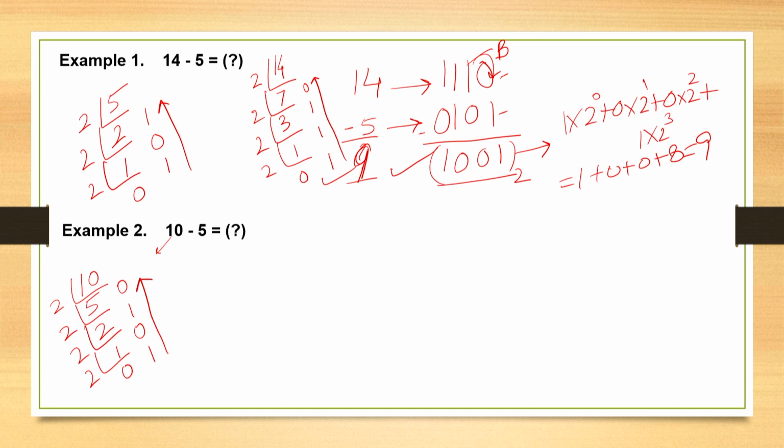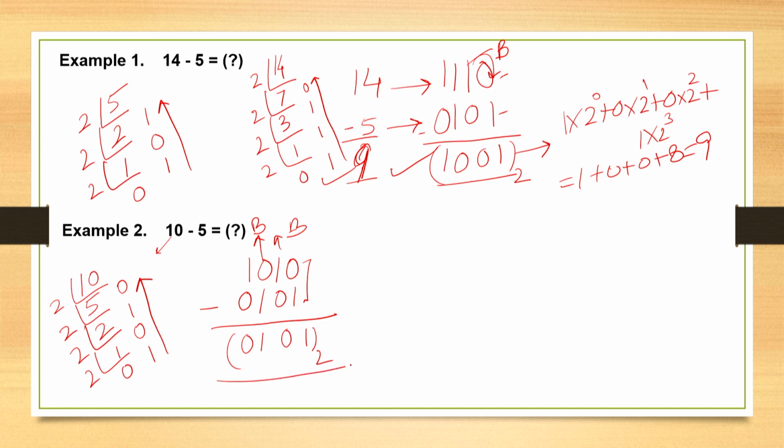It is 1 0 1 0. You have to subtract what? 5. We already know its binary representation is 0 1 0 1. So, subtract it. Here you have to borrow because this one is 0 minus 1. So, this becomes 0. Again here you have to borrow. So, this becomes what? Your 1 and this becomes 0. So, this is the result.